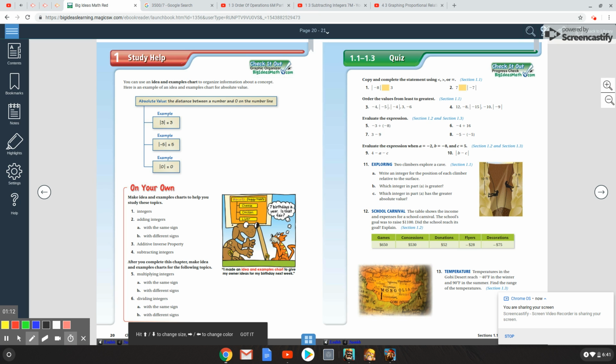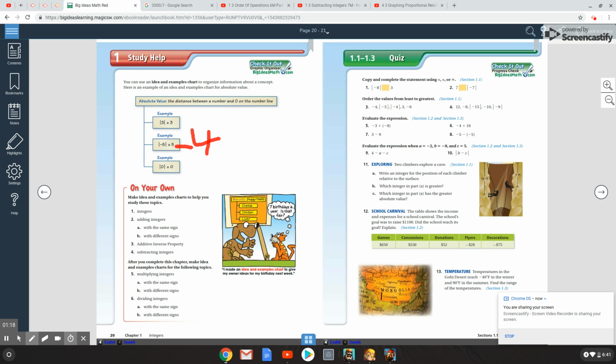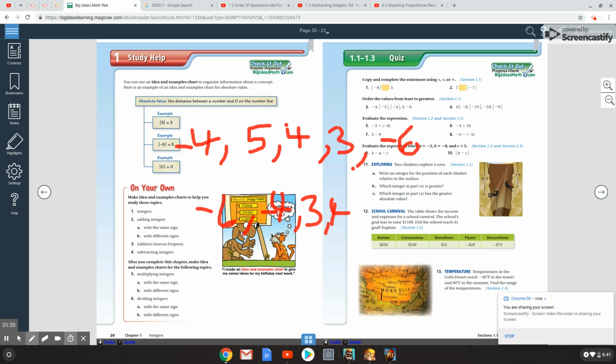Next, it's starting to order values. So for number 3, our values are negative 4. The absolute value of negative 5 is 5. The absolute value of negative 4 is 4. Then we have 3 and negative 6. So we're ordering least to greatest. So we have negative 6, negative 4, and then 3, 4, and 5. Right? Pretty simple as long as you write all of the numbers down.